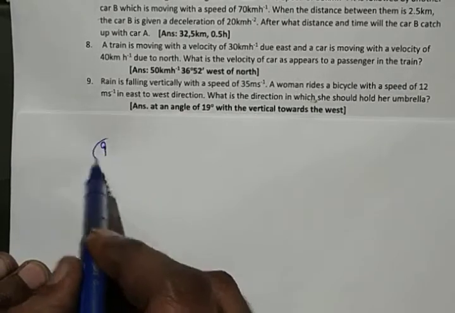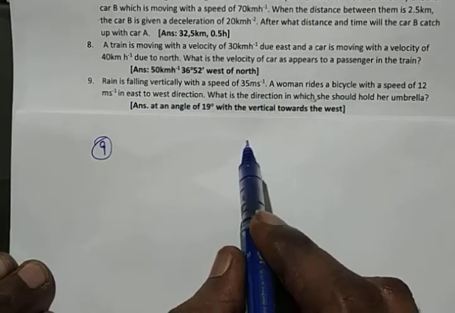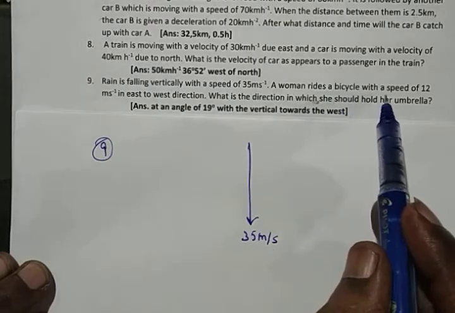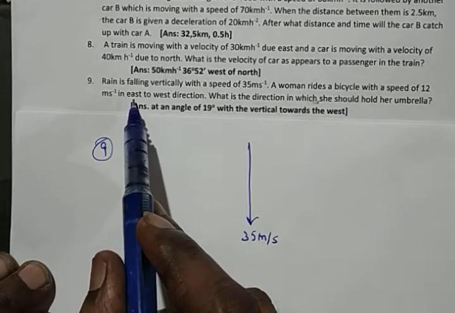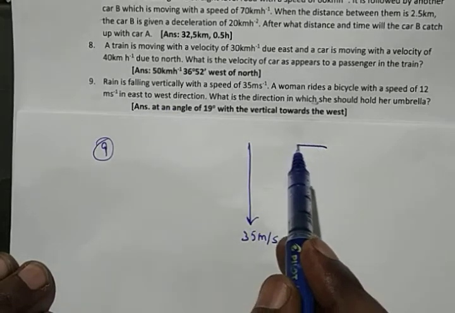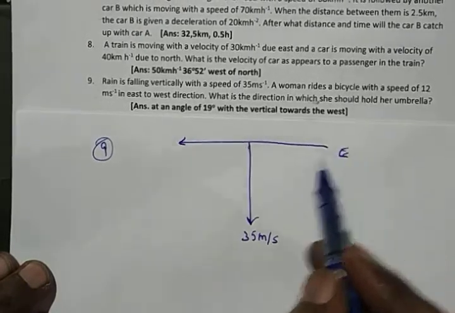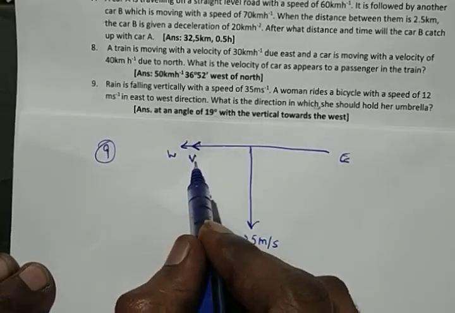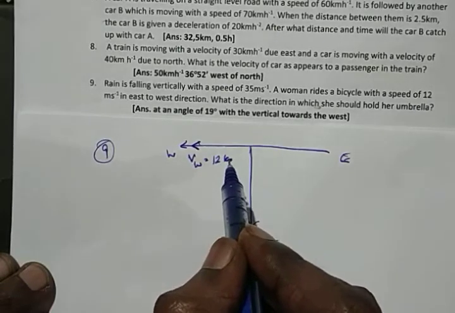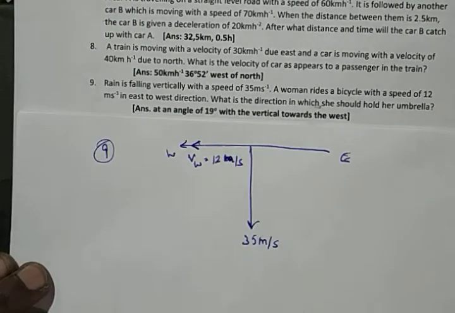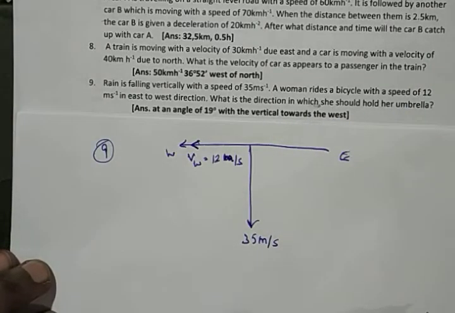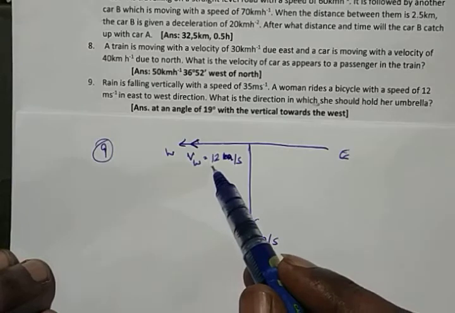We are going to the next question, question number 9. Rain is falling vertically with a speed of 35 meter per second. A woman rides a bicycle with a speed of 12 meter per second in the east to west direction. So from the east towards the west, this woman is traveling. Velocity of the woman is equal to 12 meter per second. Once she is moving like this, in which direction should she hold her umbrella? Now since the rain is already falling here, let us put this woman to rest.